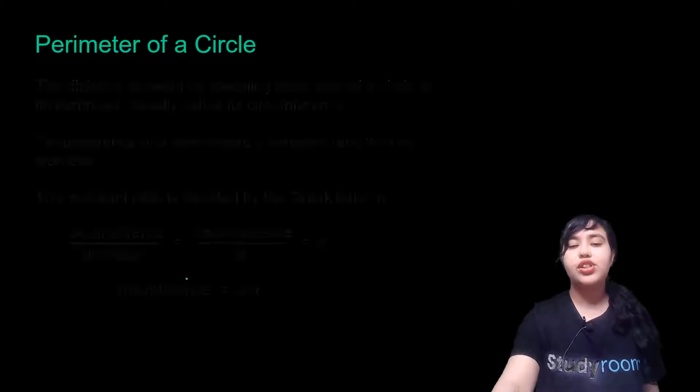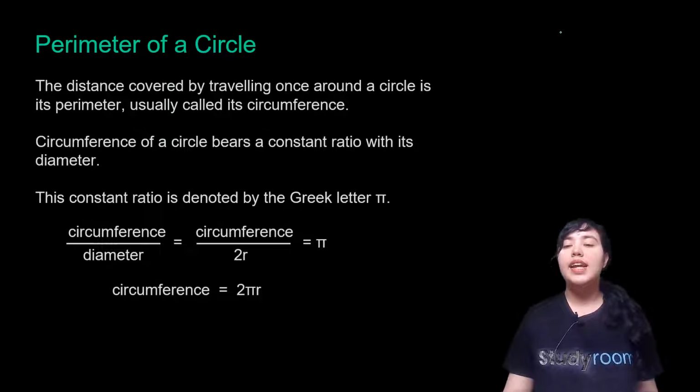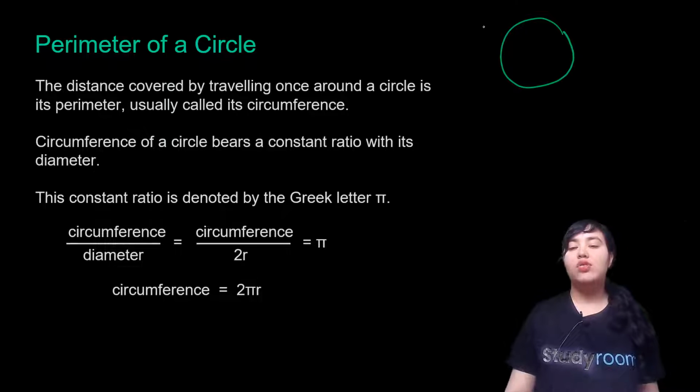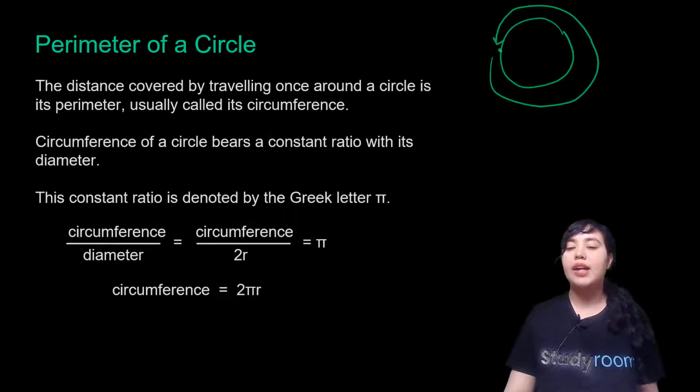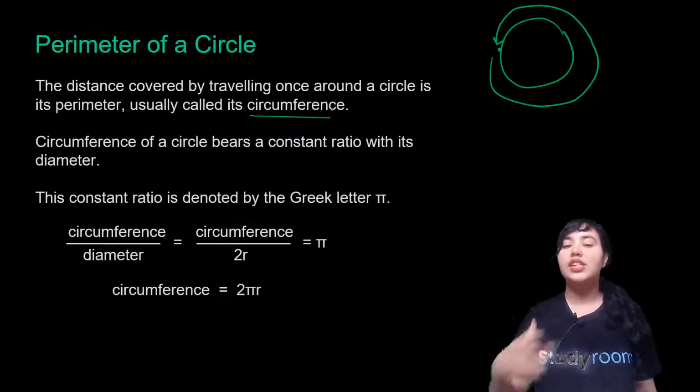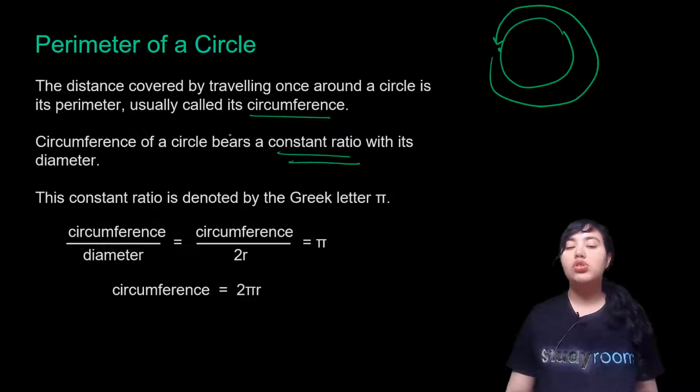An alternative definition of circumference is basically the distance covered by traveling around a circle once. If I'm at this point, the distance that I cover to go around this entire length of the circle and come back to this point is what I'm referring to as the circumference of my circle. Now what's so special about this circumference is that it bears a constant ratio with its diameter. Ratio means something upon something. So circumference upon diameter is a constant ratio. That ratio is what we call pi. It's not the pie that you eat, it is the Greek letter pi. That is what is used to denote this ratio.